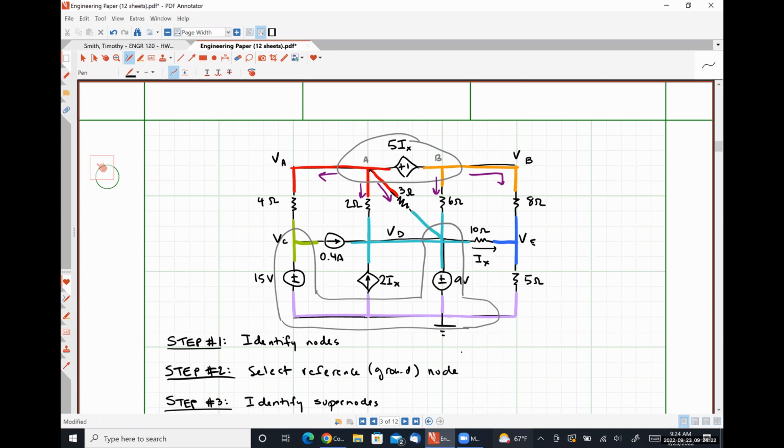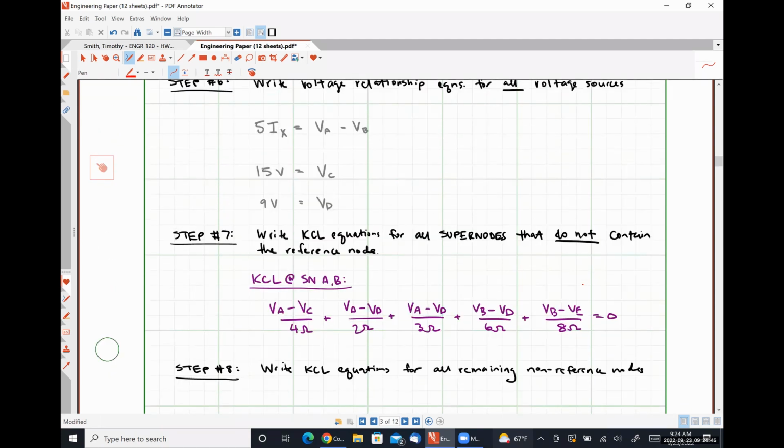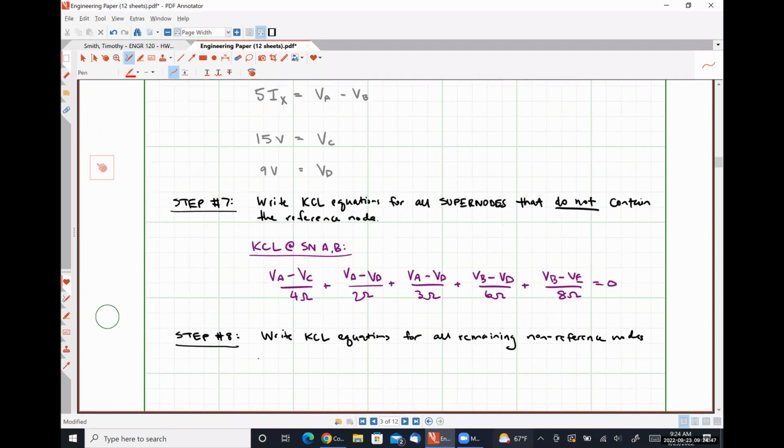So the only node that's left is VE over on the right. Once we write that KCL at node E equation, we are done. That's going to be this current directed to the left, this current down, and this current up. Okay, so let's start with the current directed to the left. Let's do KCL at E.